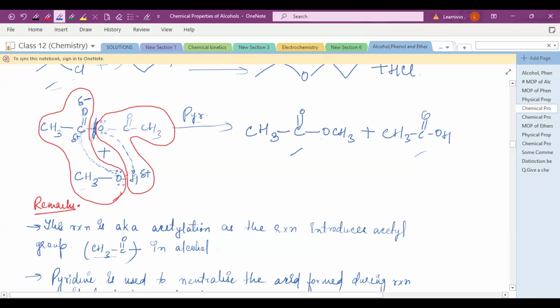carboxylic acid, and this carbon will go with this oxygen and it will form ester. So that's how you get the mixture of ester as well as the carboxylic acid.